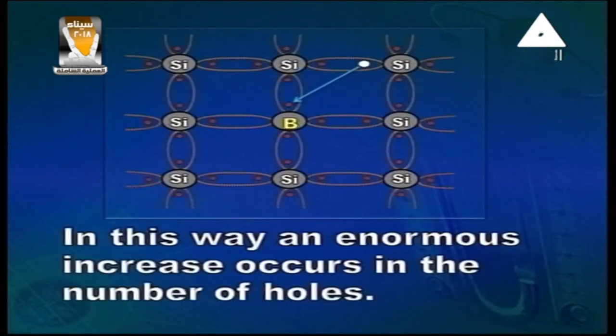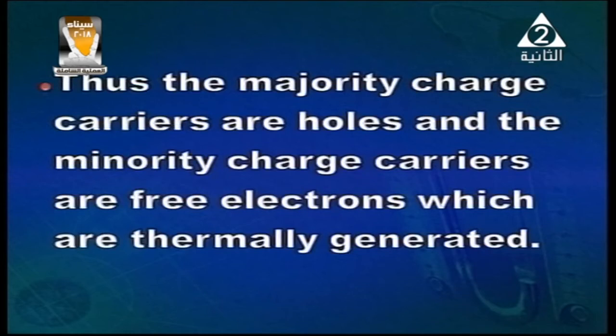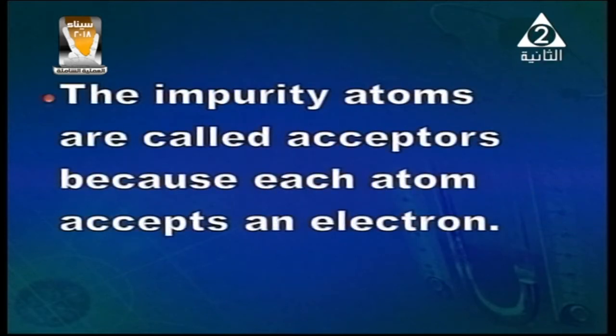In this way an enormous increase occurs in the number of holes. So in the p-type semiconductor, the majority charge carriers are positive holes and minority charge carriers are free electrons. Minority charge carriers are thermally generated. The impurity atoms are called acceptors because each atom accepts an electron.